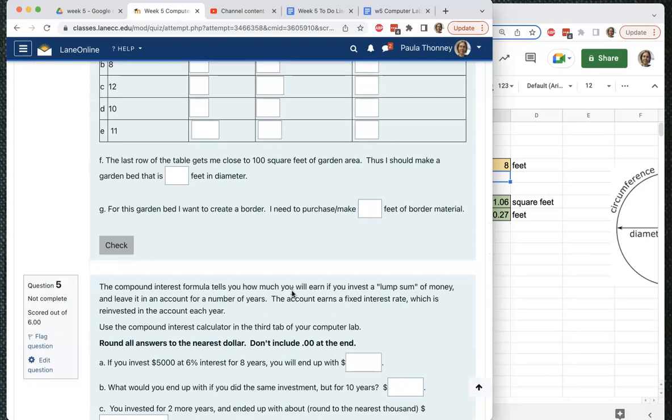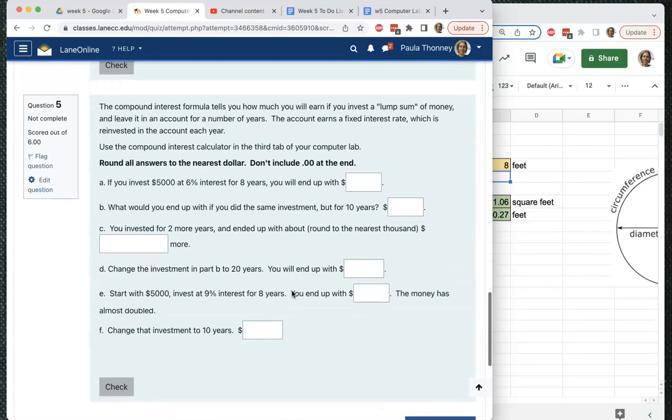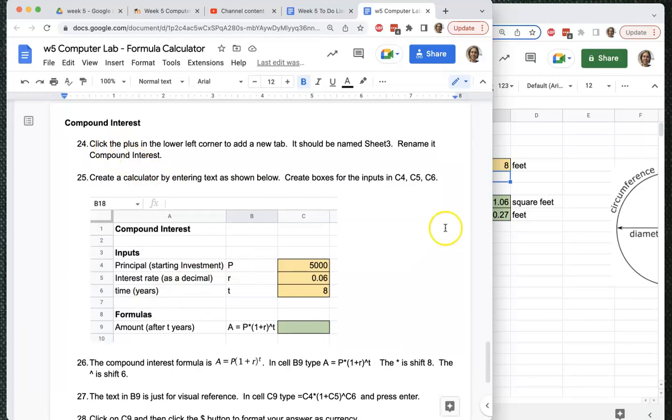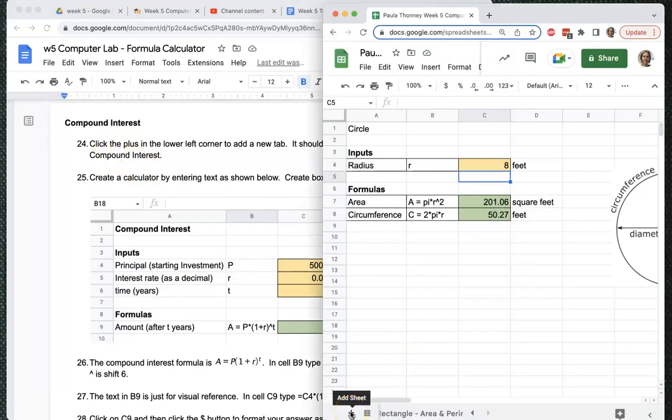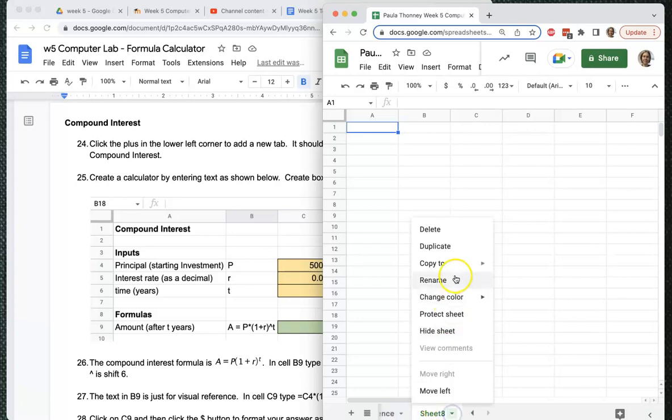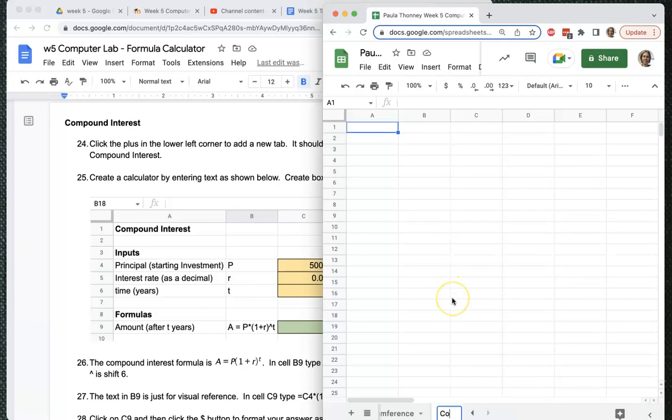So the final formula in this set of computer lab questions is the compound interest formula, and I think that's where our instructions are going next. So here we go, compound interest. Click on the plus in the lower left corner to add a new tab. So there's our circles tab, and now we're going to add a new tab and rename it compound interest. And I can type compound interest up here too.